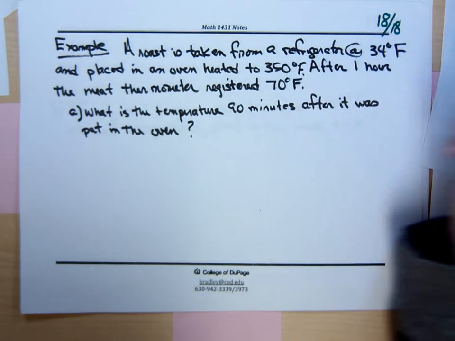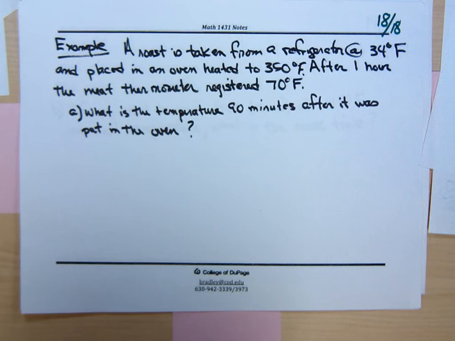And after 1 hour, you've got a meat thermometer that you put in this roast, and the meat thermometer registered 70 degrees Fahrenheit. And so the first question is, what is the temperature 90 minutes after it was put into the oven? So that's the problem that we're going to be addressing. And so let's start working on the problem.